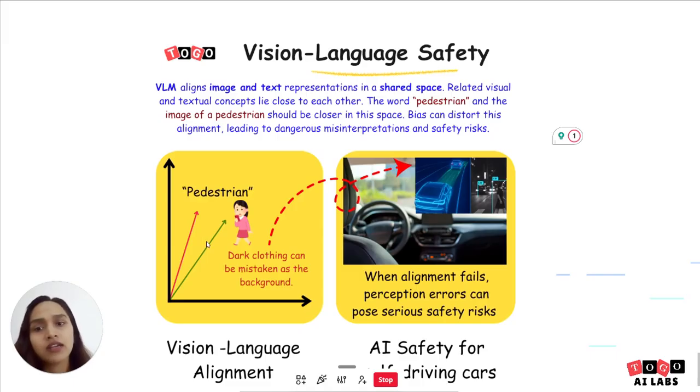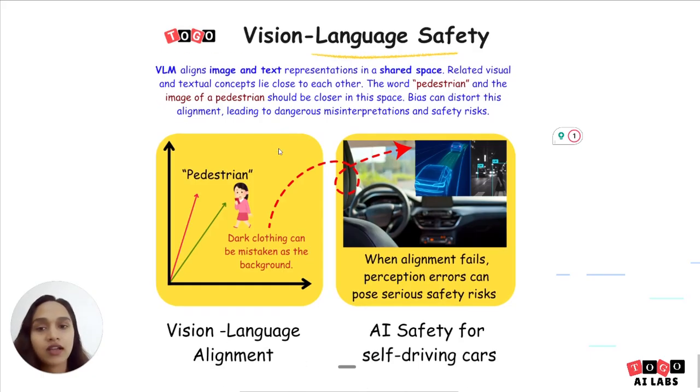So, coming to vision language safety, as we said, a vision language model aligns image and text representations in a shared space. So if we have the image of a pedestrian and the word pedestrian, ideally in this shared representation space, they should lie closer. Sometimes inherent bias in the vision language models can distort this alignment, leading to dangerous misinterpretations and safety risks.